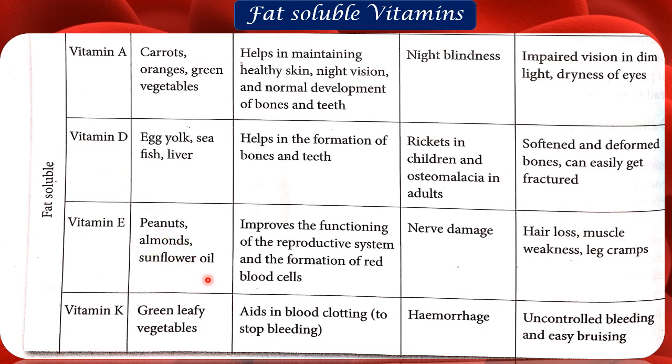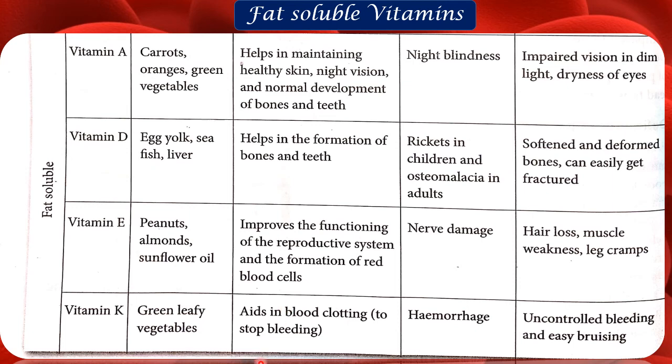Almonds, sunflower oil, it's included in our diet. So it improves the functioning of the reproductive system and formation of red blood cells. So in order to reproduce, this particular vitamin E is very helpful. It is helpful for the fertility process, and its lack causes nerve damage. Also hair loss, muscle weakness, leg cramps, all these things are the symptoms seen when we lack vitamin E in our body.